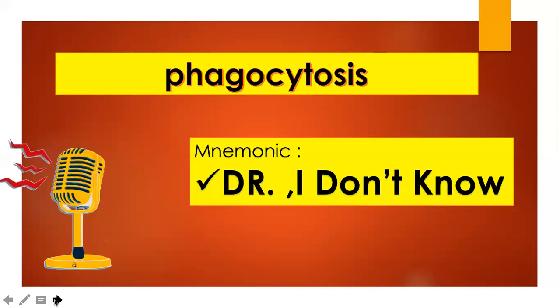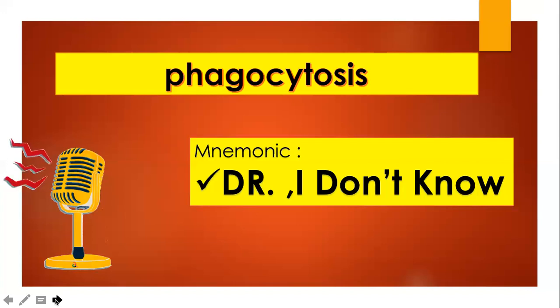So you remember the mnemonic, the 5 important processes for phagocytosis, starting with D, directional motility; that of the R, it needs recognition; that of the I, ingestion; D, degranulation; and finally K, killing of the microorganism. So that is phagocytosis.